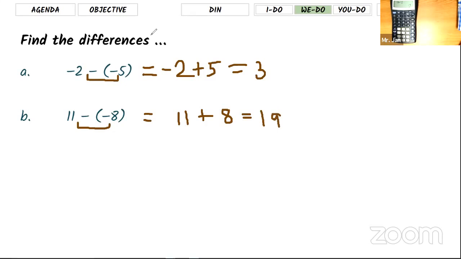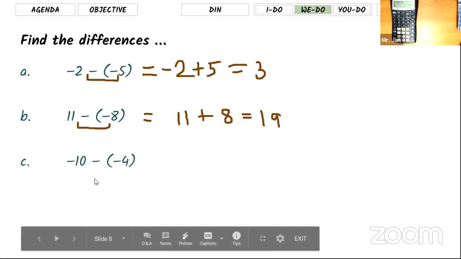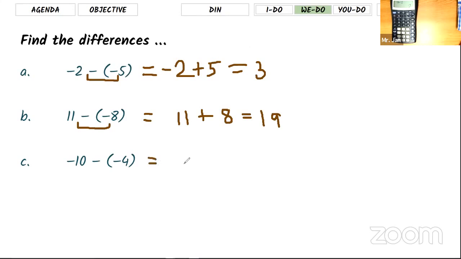And the last one, let's try the last one. So the first number is -10. I'm going to type -10. And so two negatives become positive, or subtracting a number is the same thing as adding its opposite. So the opposite of -4 is 4. So adding 4, and so -10 plus 4 is 14.